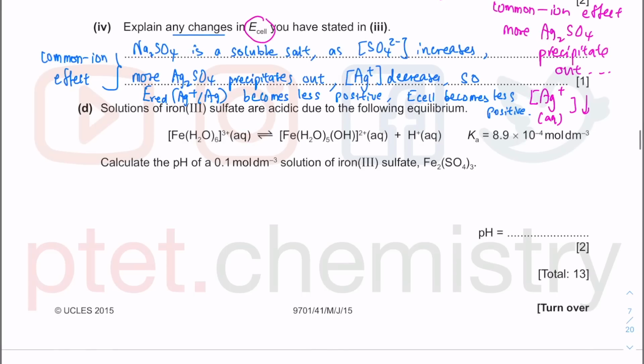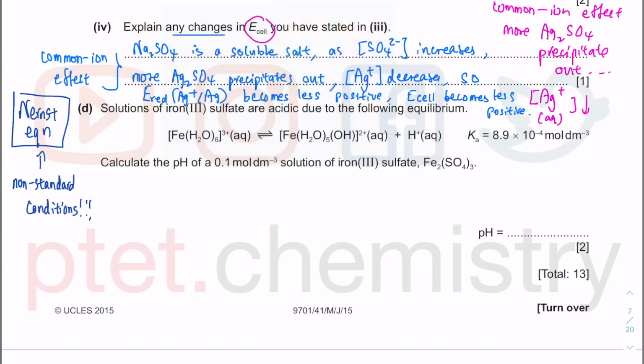Okay, the new syllabus, however, will probably ask you in terms of the Nernst equation. So be aware that there is something called the Nernst equation, which is to do with calculation of the cell potential when you are no longer under standard conditions. So non-standard conditions, what is going to be your E cell, your cell potential there. That is part of the new syllabus from 2016 onwards.